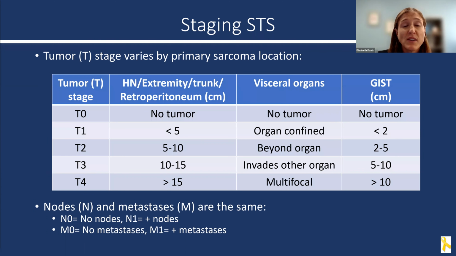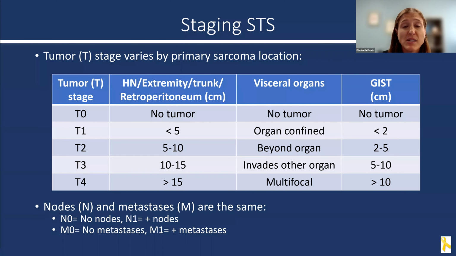Staging of sarcoma is very similar to other tumors in that it uses the AJCC TNM classification. However, there are some nuances, particularly within the T stage, which varies by primary sarcoma location and sometimes histology. Within this chart, you can see that tumor location, head, neck, extremity, trunk, and retroperitoneum are in one category, and the T stage is divided by size.